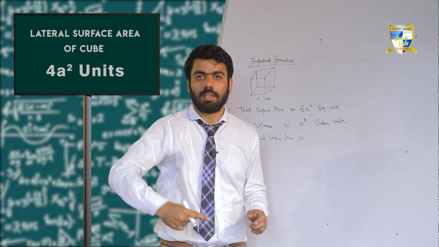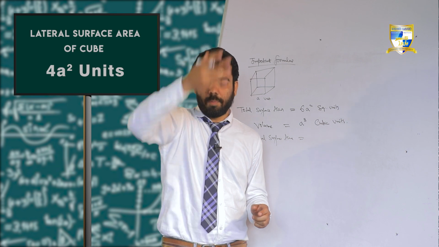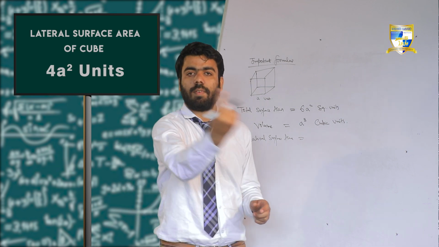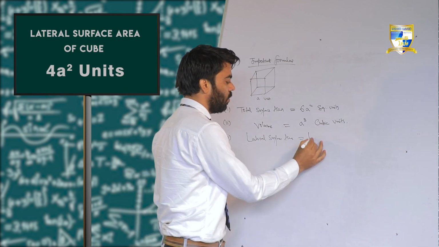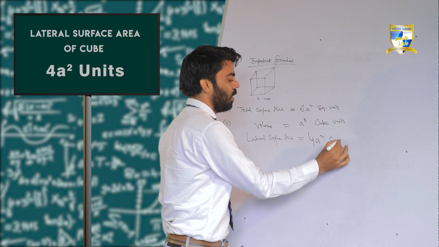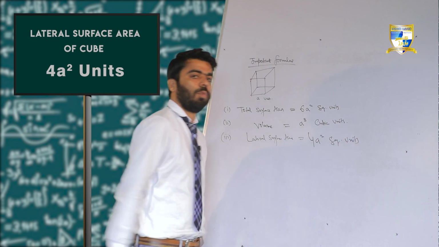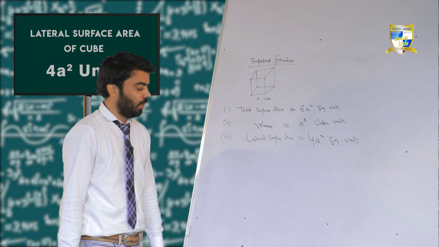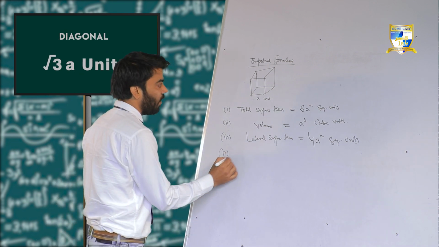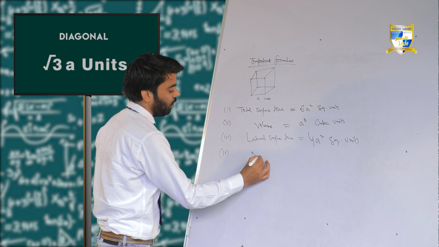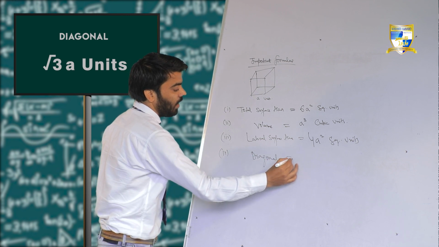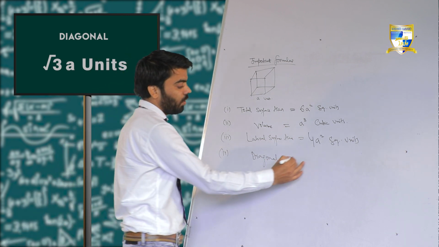If I go like this, it covers front, back, top and bottom. And if like this, then again 4. So it will be simply 4A square units. Then we have its diagonal, that is equivalent to root 3A units.